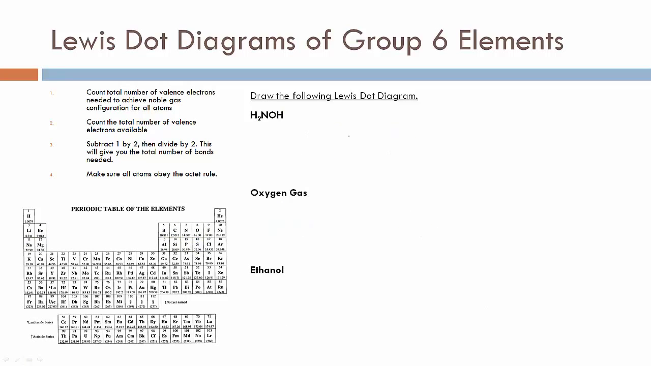So our next example is drawing the Lewis dot diagram of H2NOH. Hydrogen requires 2 valence electrons to fill its shell, so it's 2 times 2 because there's 2 hydrogens. Nitrogen requires 8 electrons, oxygen requires 8 electrons, and hydrogen requires 2 electrons. So that's 4 plus 8, 12, 22.